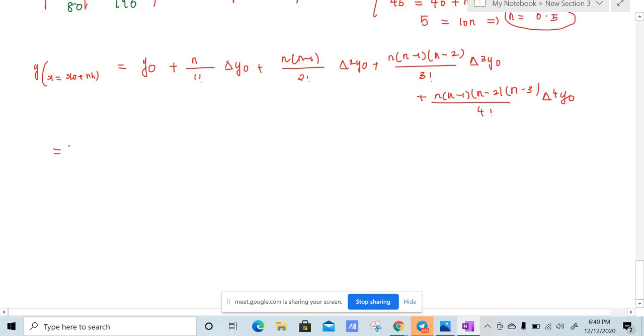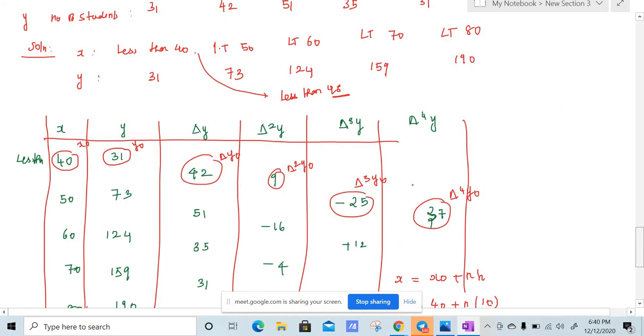So just substitute everything here. So what is y naught? So y naught is the first value of y. It is 31 plus n is 1 by 2, so which is 0.5 by 1 into del y naught. So del y naught is 42. Del square y naught is 9.